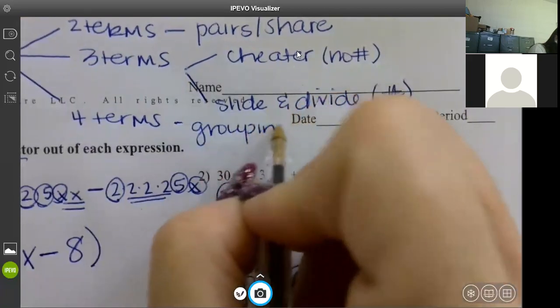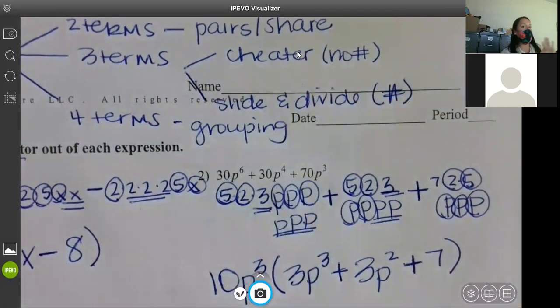And then four terms was grouping. So we're going to do all of these in just a second. But I want to start with the easy ones first. So I'm going to do the two terms, and then I'm going to do the three terms with no number in front, and then I'm going to do the slide and divide ones, and then I'll go to the grouping. Okay.